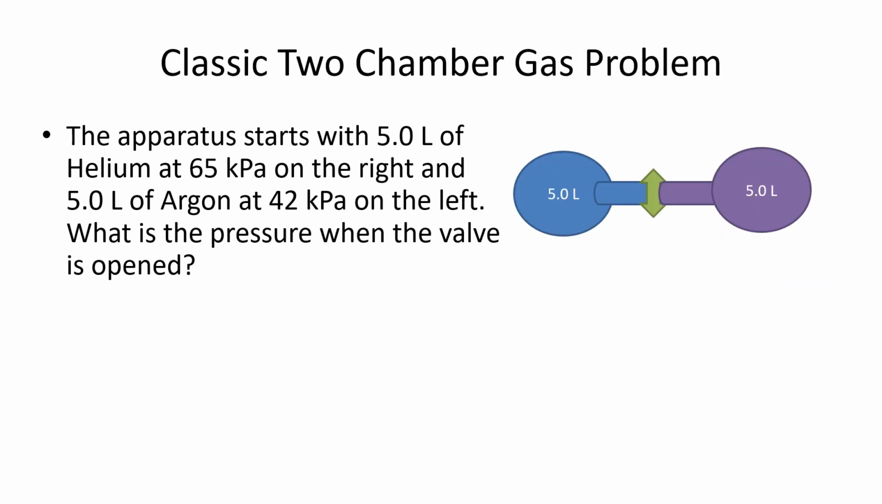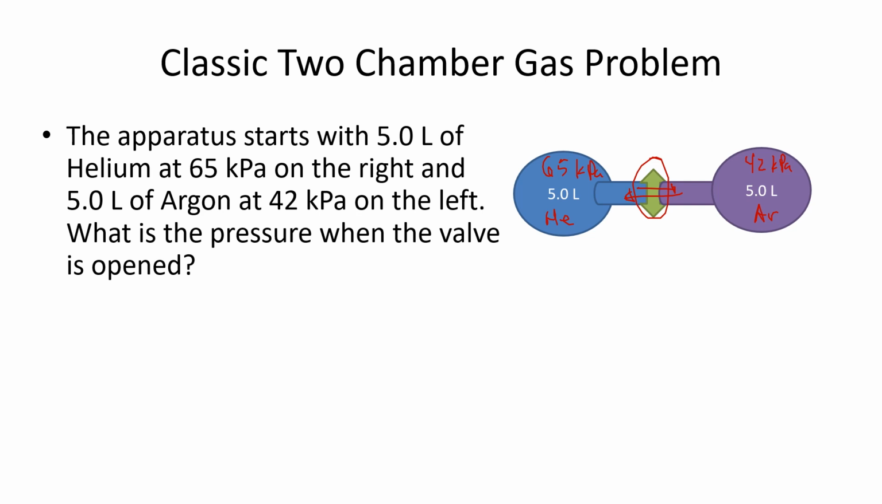Now, a common partial pressure, partial volume type of question is this two-chamber system with a valve in between. Let's say we've got 5 liters of helium on one side, and it's at 65 kilopascals, and we've got 5 liters of argon on the other side, and it's at 42 kilopascals. Well, if you open this valve, then this argon is going to go that way, and this helium is going to go that way until they're all mixed together. You should end up with a new pressure of the total, right?